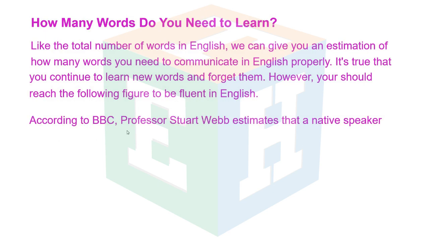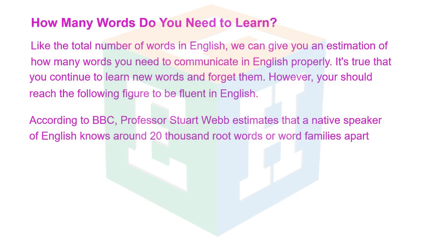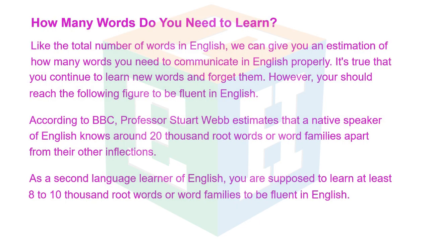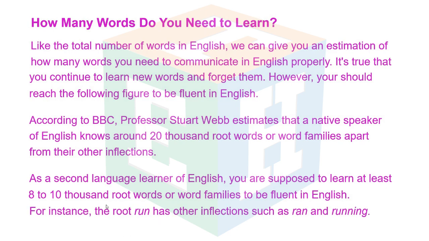According to BBC, Professor Stuart Webb estimates that a native speaker of English knows around 20,000 root words or word families, apart from their other inflections. As a second language learner of English, you are supposed to learn at least 8 to 10,000 root words or word families to be fluent in English. For instance, the root run has other inflections such as ran and running.